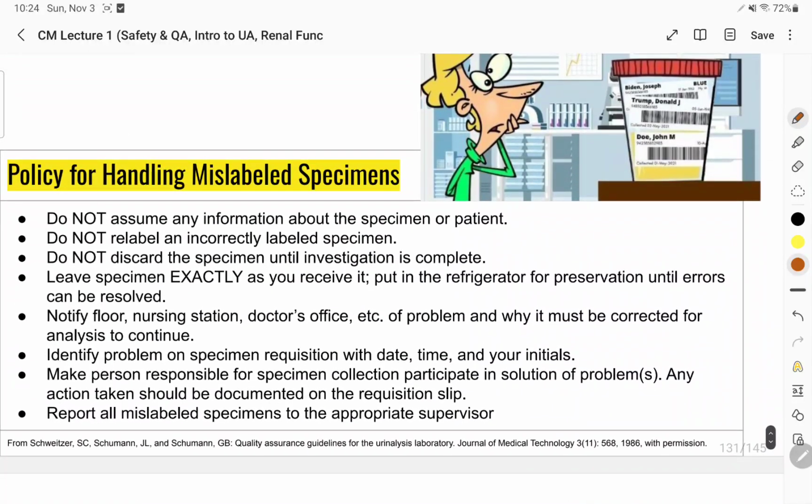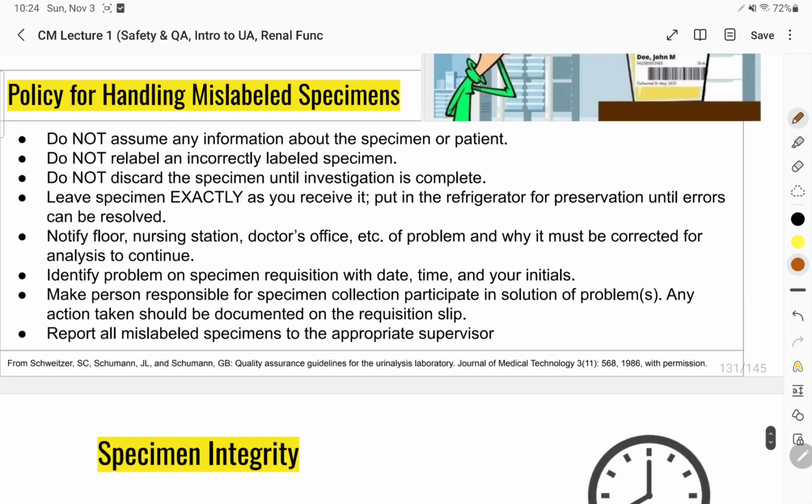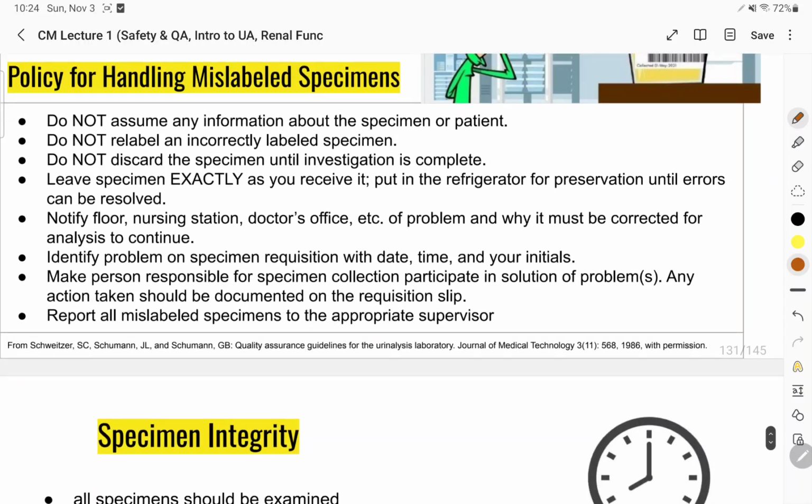How do we handle mislabeled specimen? Again, do not assume kabalo ka sa specimen or patient. Do not relabel incorrectly labeled specimen. Do not discard unless mahuman ang investigation. Leave specimen exactly as it is and i-preserve it sa ref until ma-resolve ang error. Notify floor, nursing station, doctor sa baba. Identify the problem. Make the person responsible for the specimen collection participate sa solution of the problem. Okay? And report all mislabeled specimen to the supervisor.